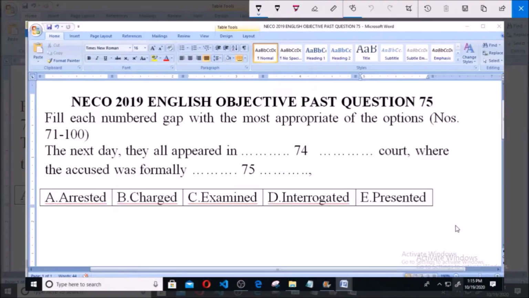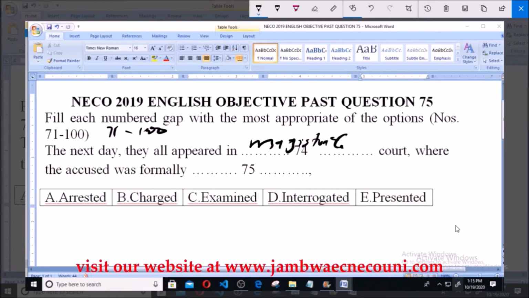Welcome, this is NECO year 2018 English objective past question number 75. In answering this question, we have this instruction which says fill each numbered gap with the most appropriate of the options, and this instruction is applicable to questions from 71 to 100. Here is 75, which says: the next day they all appeared in dash court, and we have answered that, we said magistrate, where the accused was formerly dash.